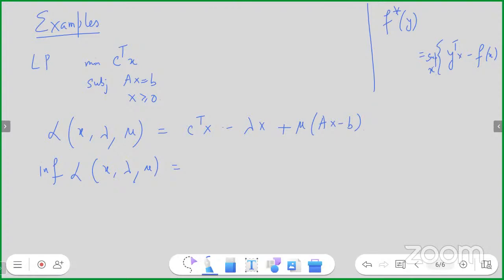See, what are all the common terms with x? I'm trying to infimize over x. What are all the common terms? c transpose minus lambda plus mu A, this is with an x. And what is my minus mu b? If I wanted to do something like this, what should I do?